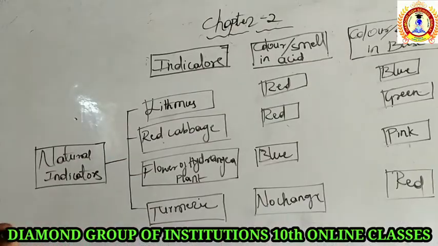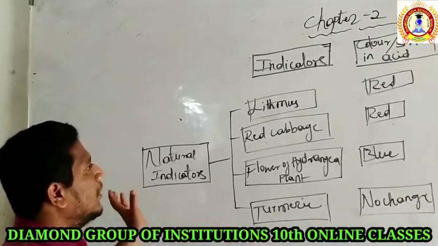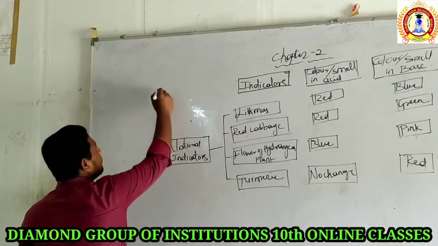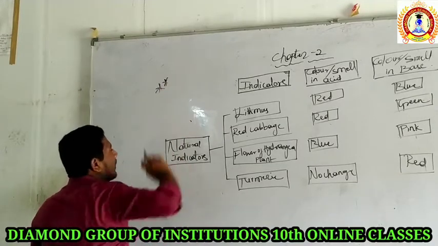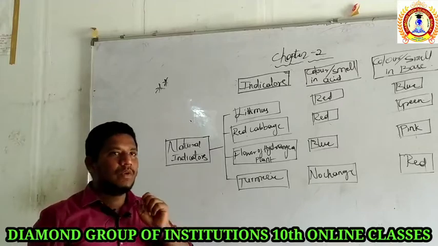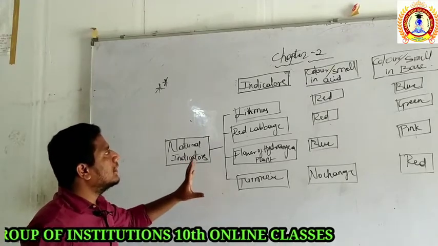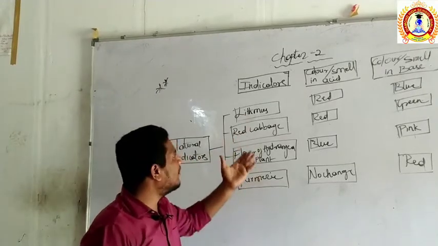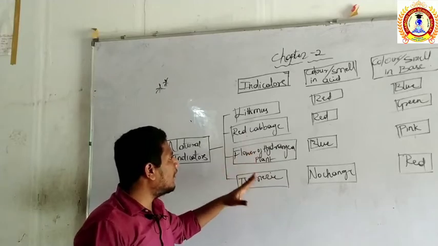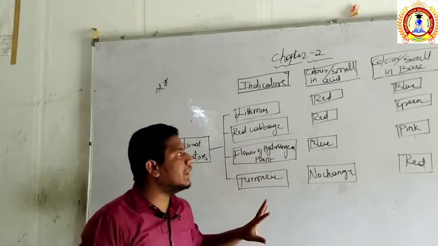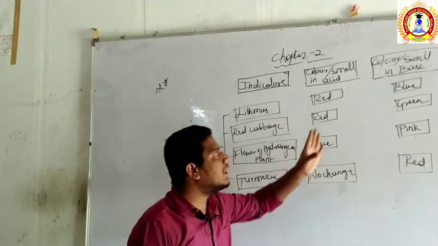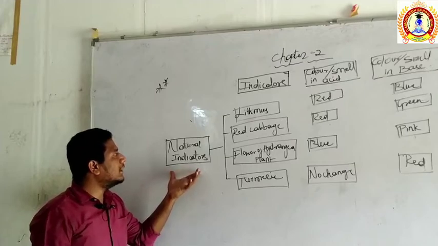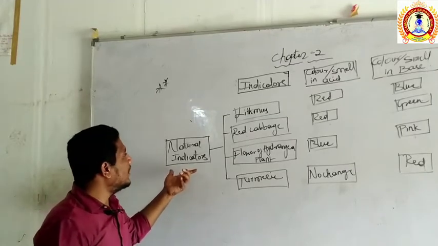So there will be one fixed question for 1 mark on this table. Just understand this one, see carefully, very important. In the three types of indicators, there will be one fixed question for 1 mark. They will ask about the nature of the indicator, giving examples like litmus, red cabbage, the flower of the hydrangea plant and even turmeric, and ask what their colors are in acid and what their colors are in base. So I have taken the first type of indicator, that is natural indicators. So for the natural indicators, how many types are there?